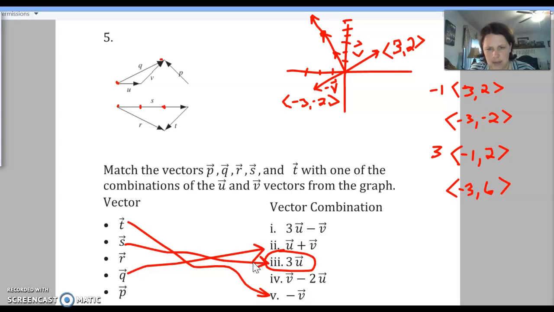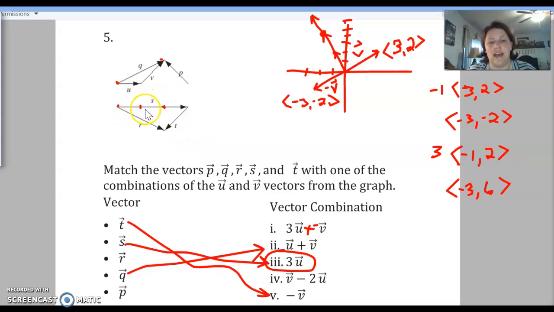Now let's see, what do we need? 3u minus v. Let's find something that is equal to 3u minus v. Well, minus v, remember, is the same as plus -v. So we need a vector that's the length and direction of 3u. We already know that's s. And then we need a vector that is the same as -v. We know that was t.